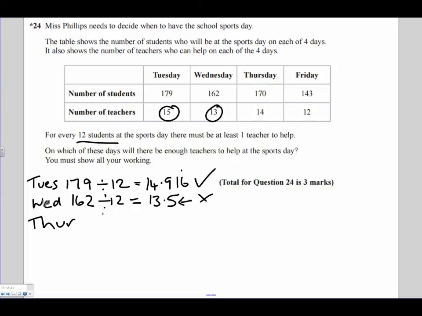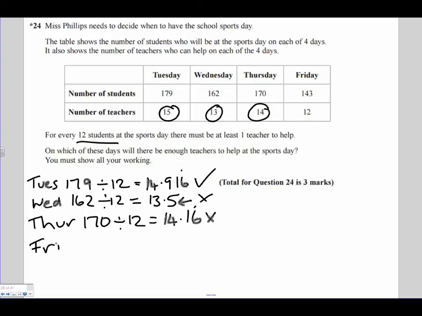Let's look at Thursday. We have 170 students. Divide it by the 12 that we need for every teacher. And that gives us 14.16 recurring teachers required. So it's over 14 and we only have 14. So we can't do the sports day on Thursday.